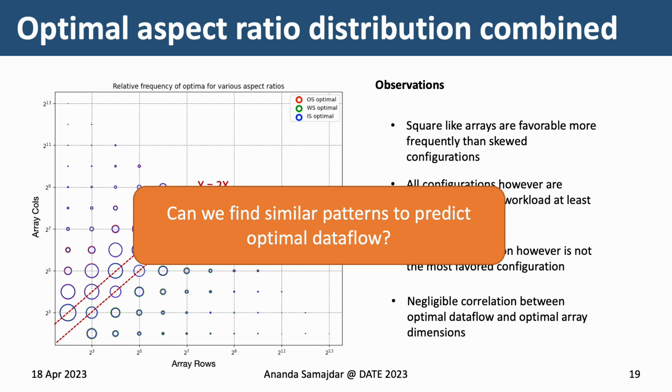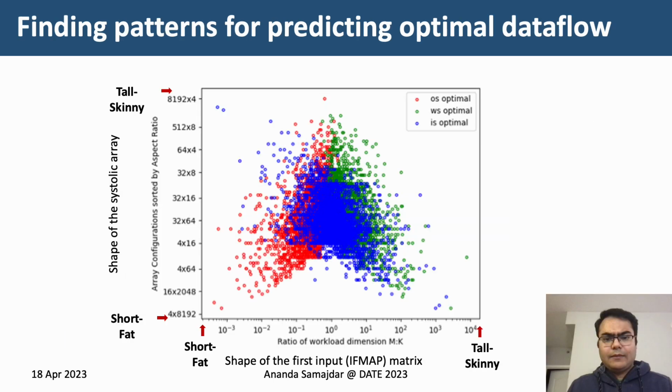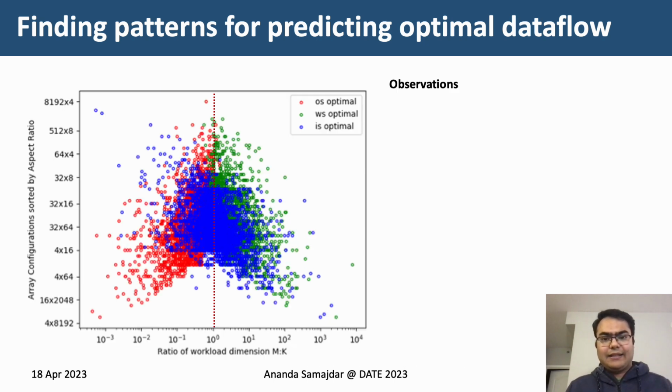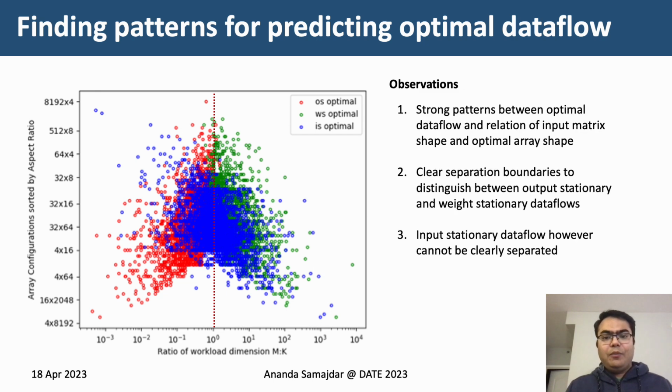So the natural question is, can we find similar patterns to predict the optimal data flow? In this chart, we plot the optimal data flows in the space of optimal array shape on the y-axis and the shape of the input operand on the x-axis. We can now see that in this particular space, the output and the weight stationary data flows can be clearly separated. Still, it is difficult to distinguish if the input stationary data flow is optimal over the other data flows.